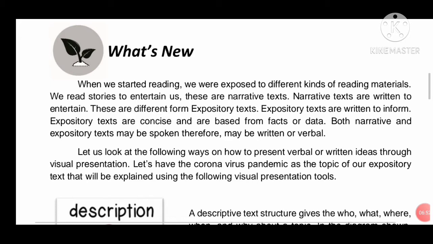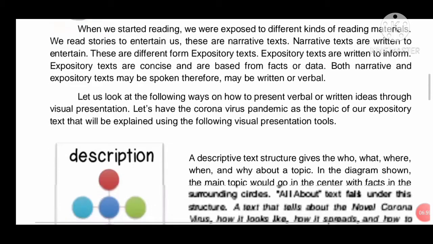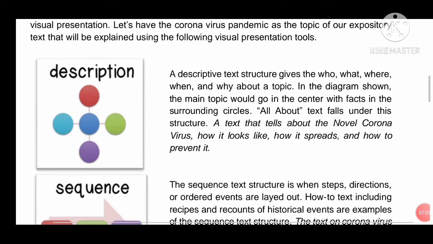Both narrative and expository texts may be spoken, therefore may be written or verbal. Okay, so a descriptive text structure gives the who, what, where, when, and why about a topic. In the diagram shown, the main topic would go in the center with facts in the surrounding circles. All about text falls under the structure. A text that tells about the novel coronavirus, how it looks like, how it spreads, and how to prevent it.